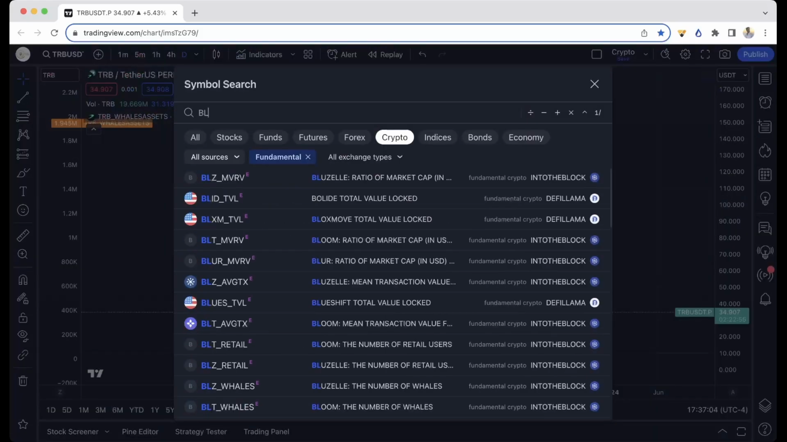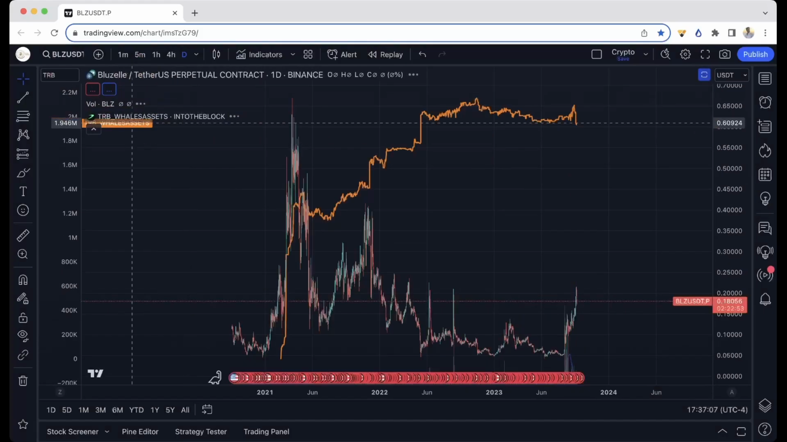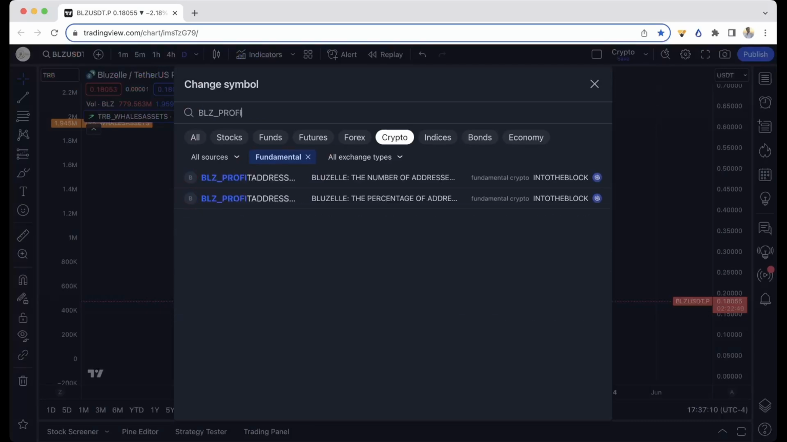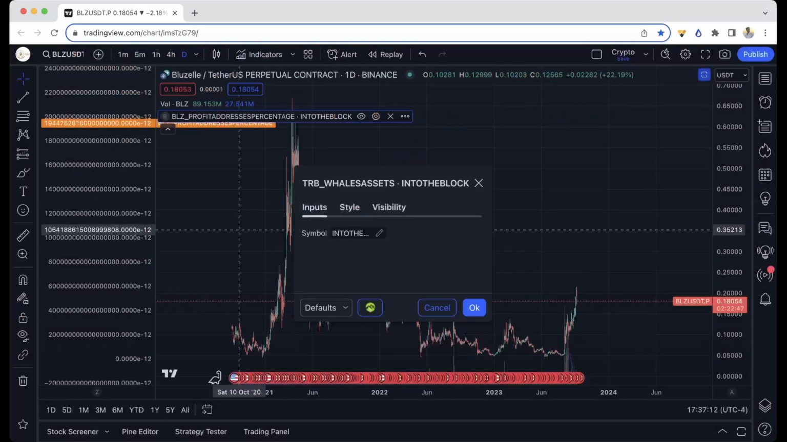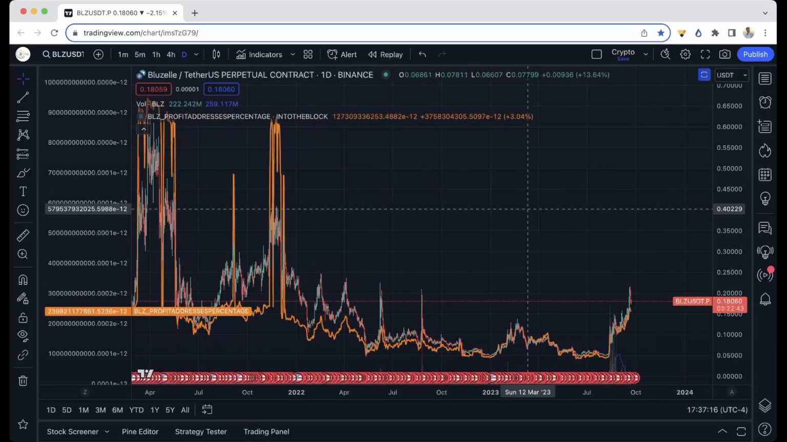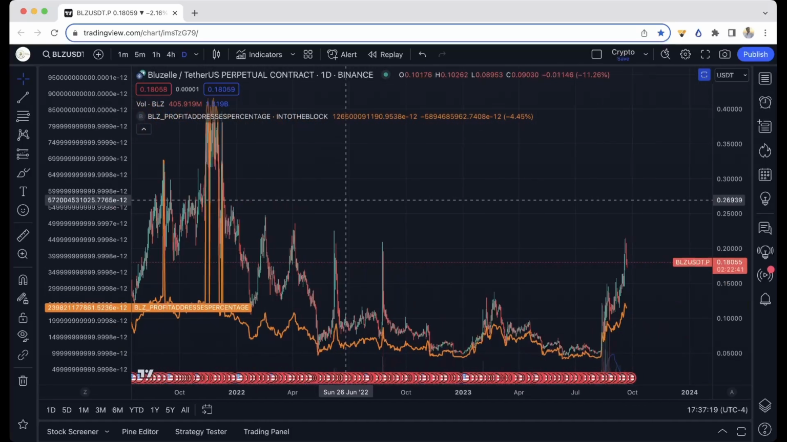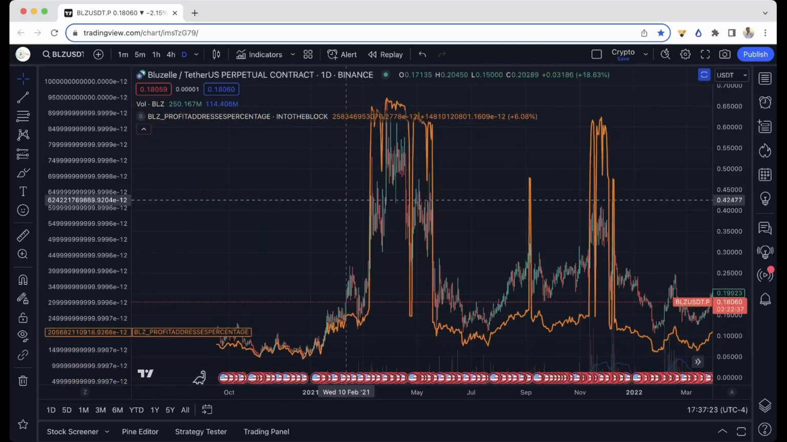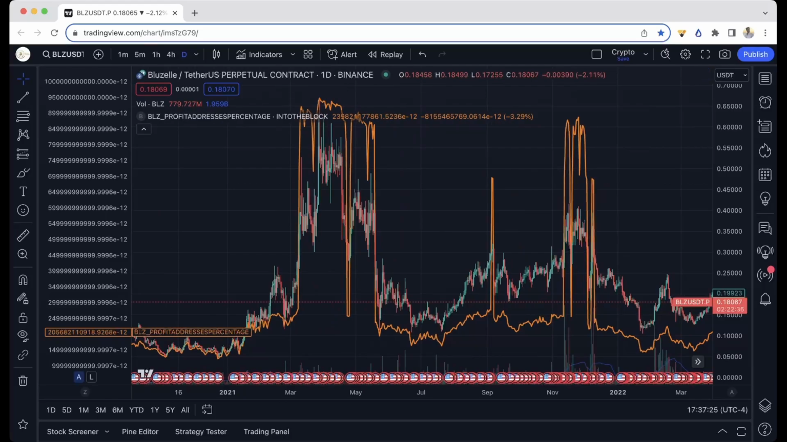If I wanted to switch gears, guys, I could do this super easily. Let's say I want to go look at BLZ. Let's go look at their profits and stuff. What's the percent in profit? Boom, done just like that. So this is BLZ, which is a very, very strange coin. It's just all over the place. And if we look at the profitable addresses, it just jumps from 20% to 99% very quickly.